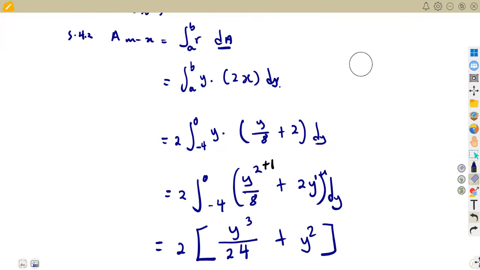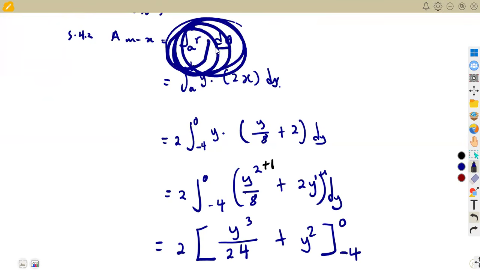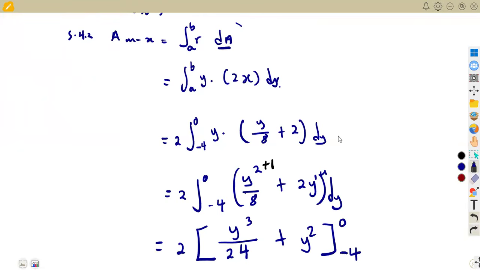And from there, our limits taken from 0 to -4. That's it. You have integrated, so you just have to substitute the limits. That's your area moment. Interpretation of this is important. It's very, very important. From there, it's just your normal integrals. As you can see, this is just our normal integrals.